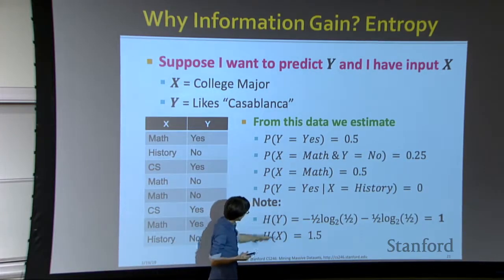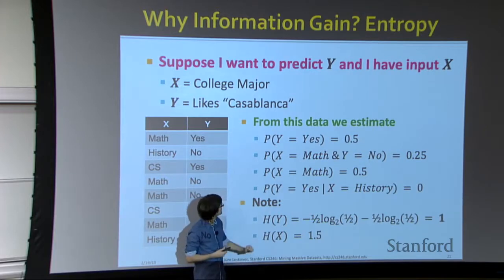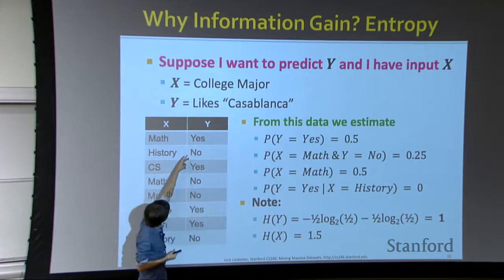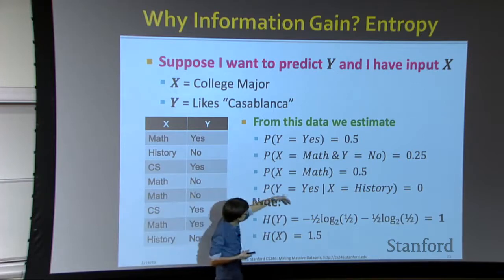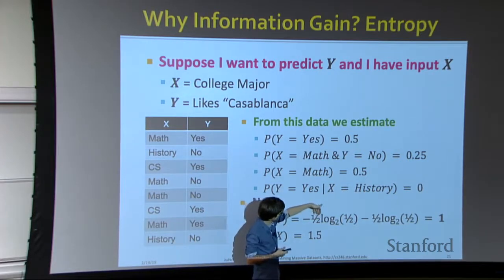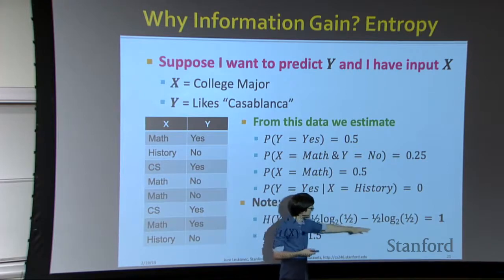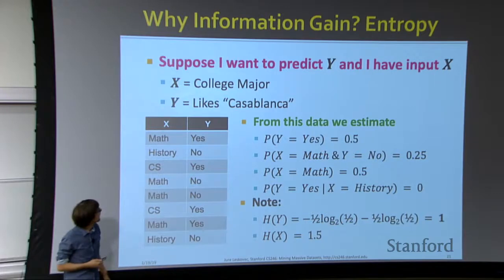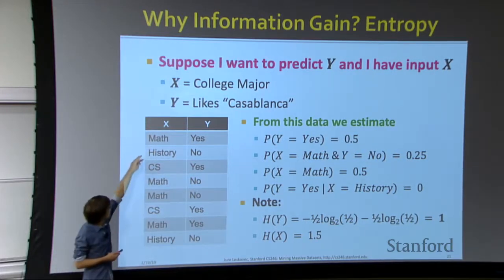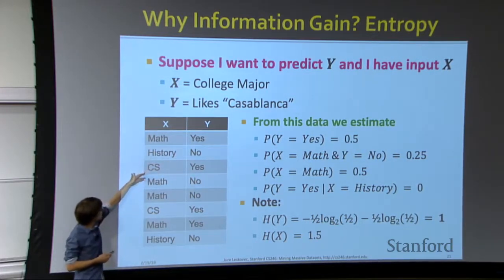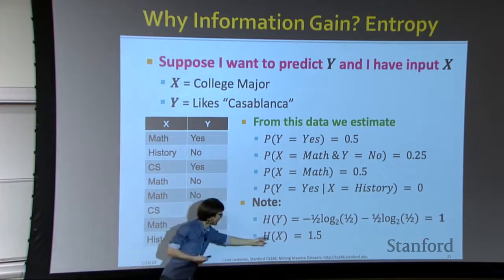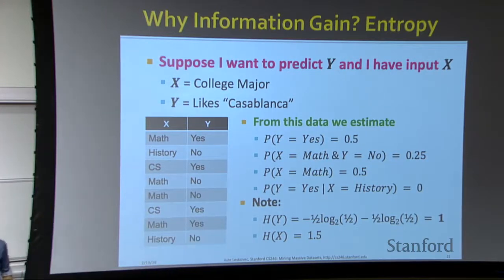And then I can also now compute the entropy. So for example, I could say, what is the entropy of Y? Y has 2 values, yes and no. It takes yes half of the time and no half of the time. So here is -1/2 log base 2 of 1/2, this is for yeses, and this is for no's. So the entropy of this would be 1. And then if I say, what's the entropy of X? X here takes 3 different values. And again, I could compute for each one of them the probability and compute the entropy.